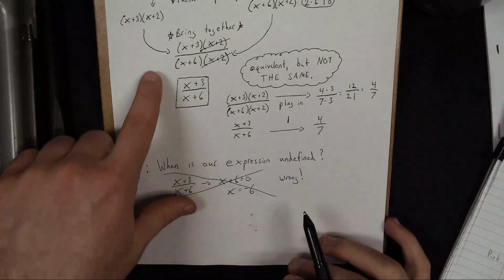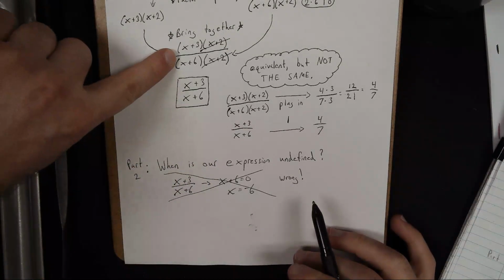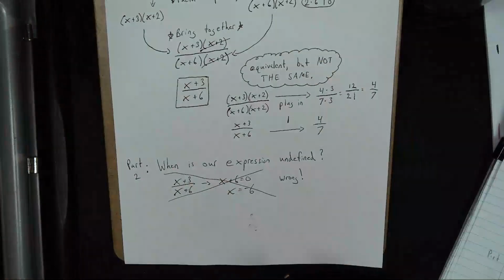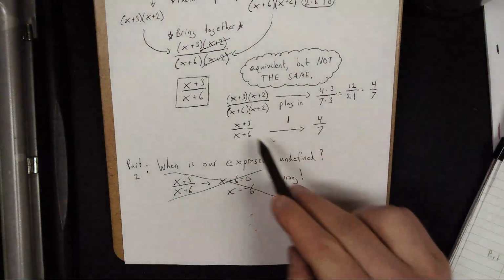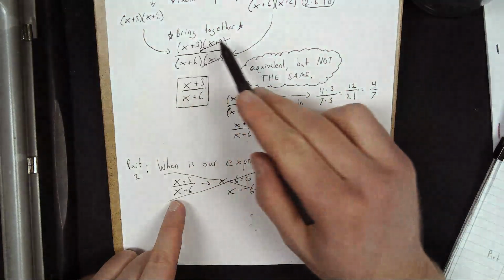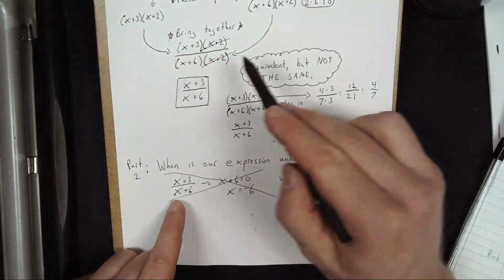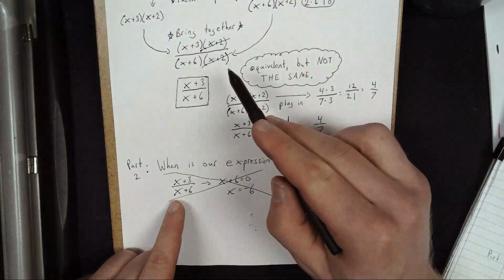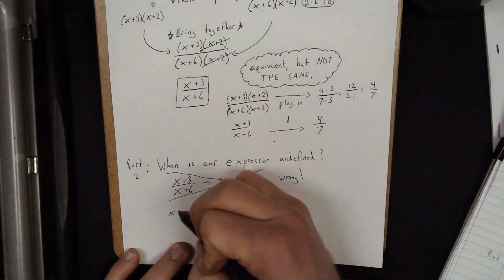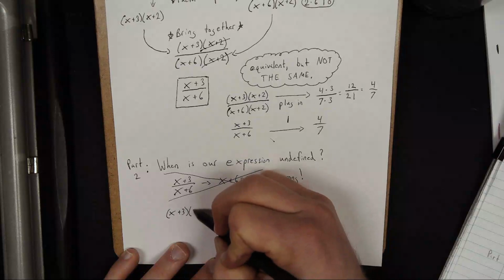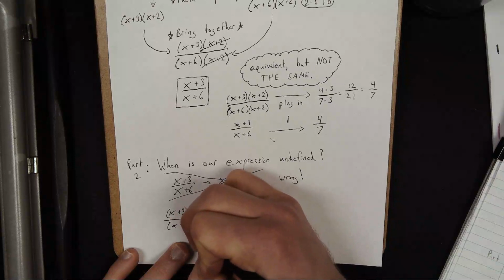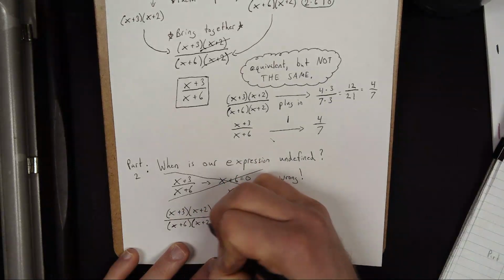You need to go back and you need to use this before we cancel these out, when our original expression is still intact, because of this right here. Okay? Because this is equivalent to what we had up here, but they're not the same. You need to use the expression before we cancel stuff. So let's write that down. We had x plus 3 times x plus 2, and that is over x plus 6 times x plus 2.